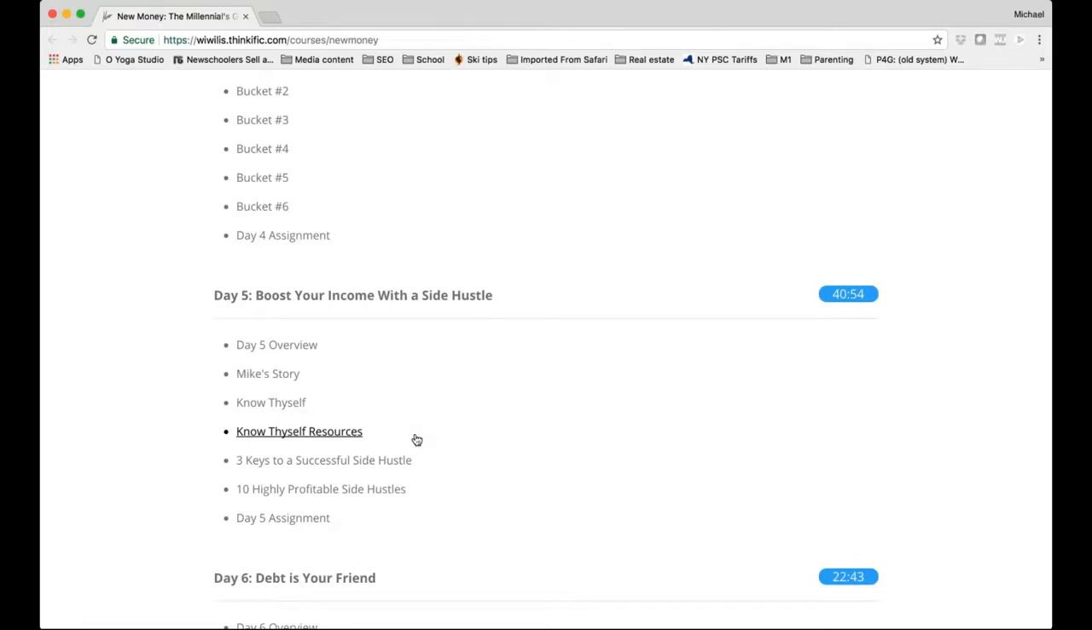And how does my personality type mix with certain types of activities? And what's going to be the most profitable and what's going to be the most productive? And, you know, obviously what's going to make me happy at the end of the day? And then these two are very important. So three keys to a successful side hustle.